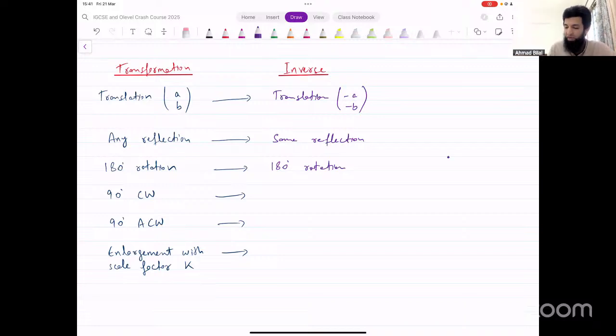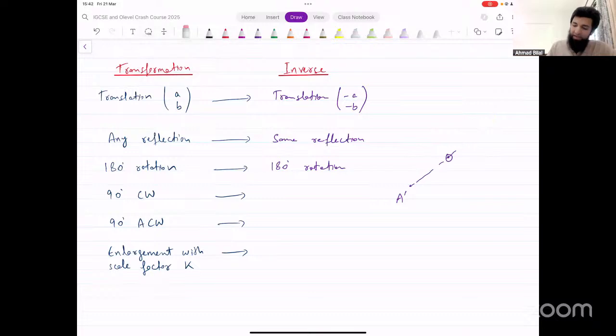Because if this is the center of rotation, and let's say you have this point A and it's rotated 180 degrees, it will go to the other side, and this will be the image. If you want to go back to that point now, you rotate it 180 degrees again, and that will get you to the same point again. So 180 degrees rotation, its inverse is also 180 degrees rotation. Okay.